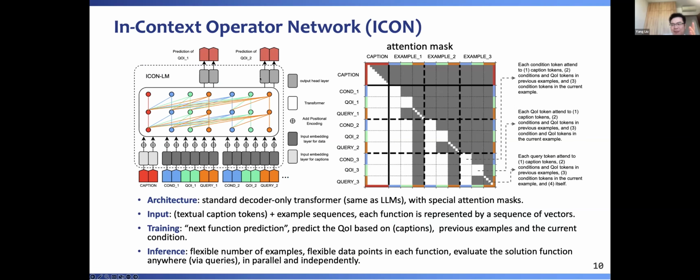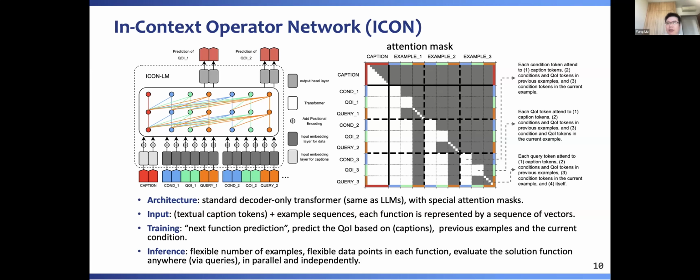I gave a very brief introduction of the architecture here, but this is kind of technical. The architecture is a standard decoder-only transformer, just the same as large language models, but with special attention masks. It looks a little bit complicated, but the idea is that we have so-called next function prediction. The input is textual caption tokens and example sequences, and each function is represented by a sequence of vectors. So every function is not one token, but a lot of tokens.